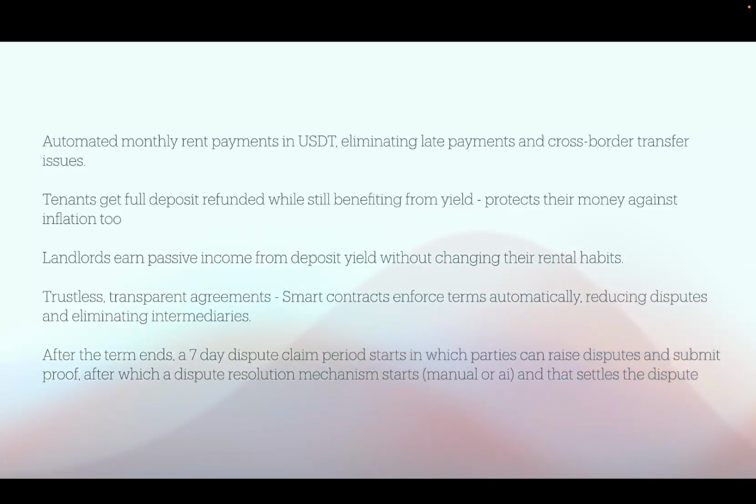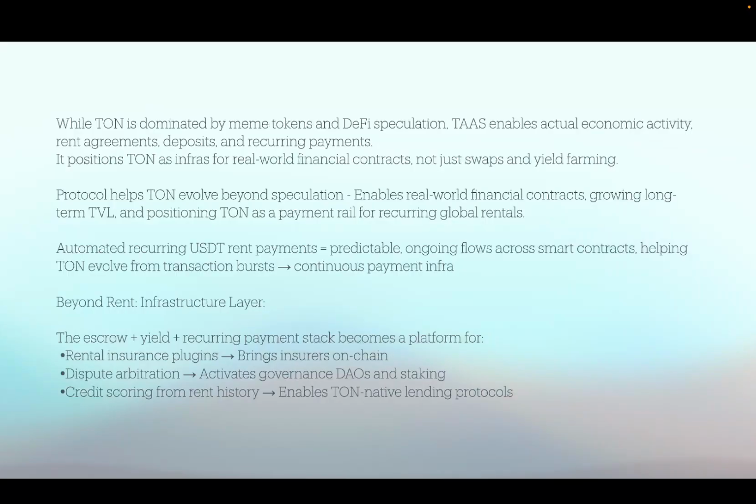Suppose there is a dispute, then what happens? After the term ends, a 7-day dispute claim period starts in which parties can raise disputes and submit proof. After which, a dispute resolution mechanism starts, manually or done by AI, and that settles the dispute. So that's not been implemented yet, but yeah, it can be done, and it's a great thing.